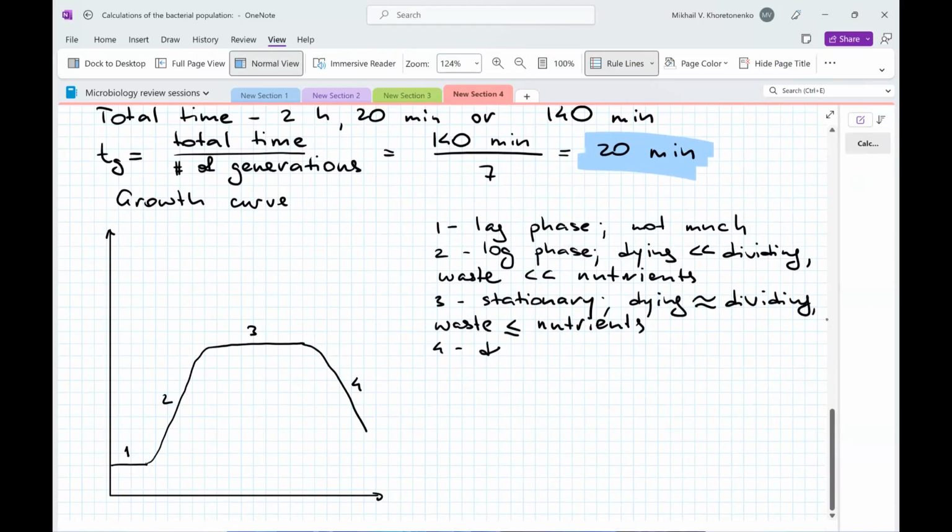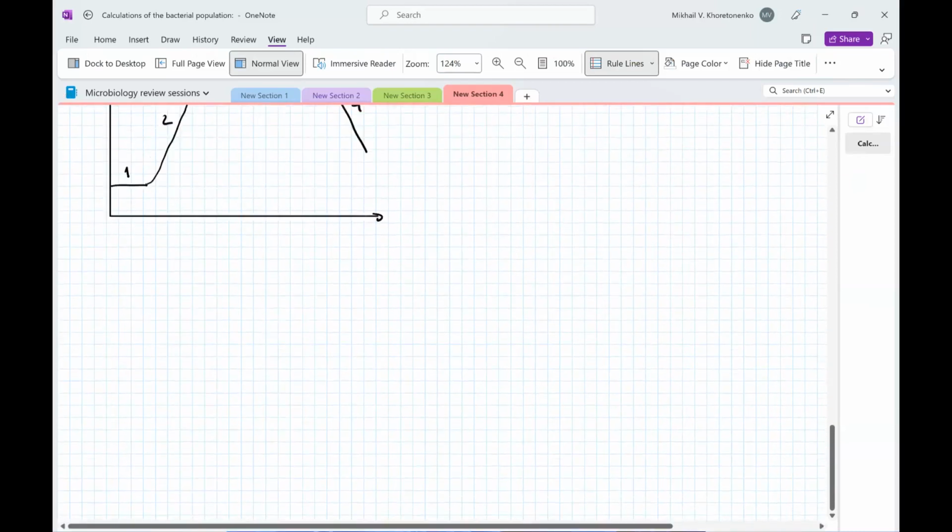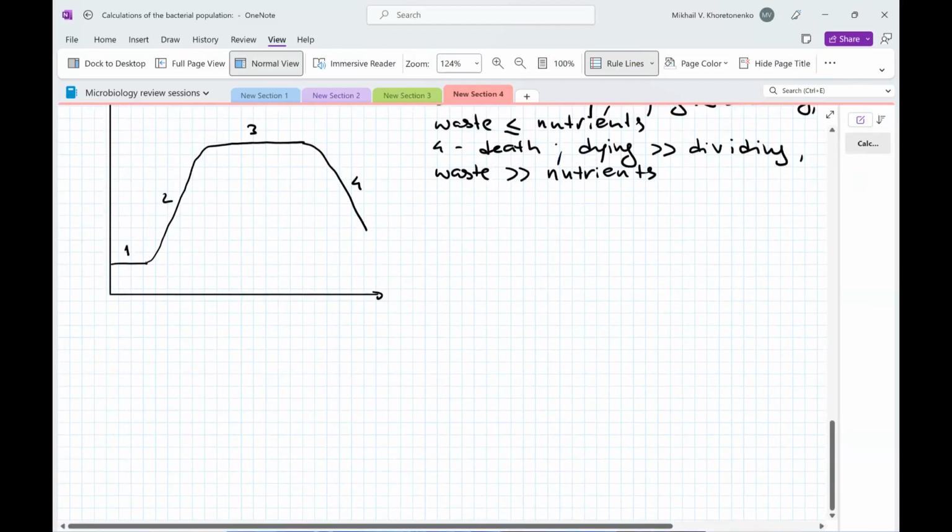Four is the death phase. So the number of dying cells is much more than the number of dividing, and waste prevails. Okay, we're good so far, folks? Yes. Okay. Then you can answer a whole bunch of questions here.